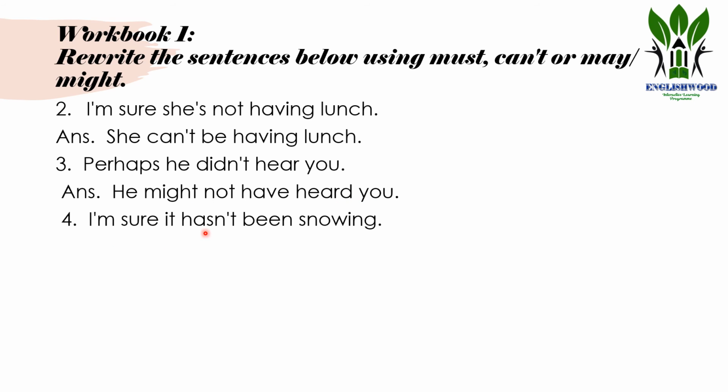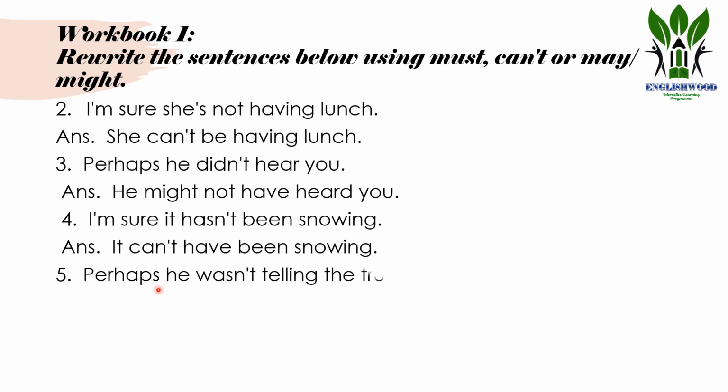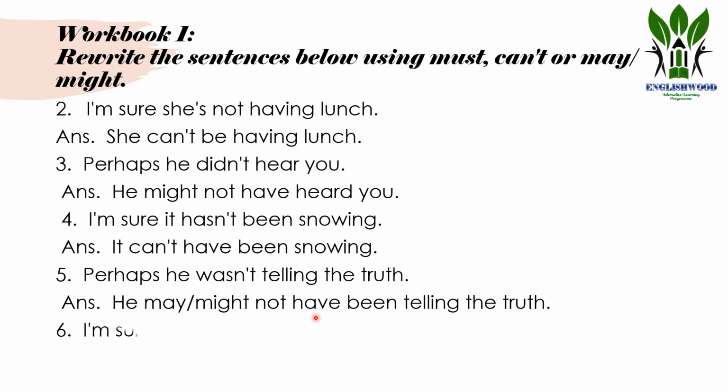I'm sure it hasn't been snowing. So I'm sure means must, hasn't means can't. Okay, hasn't been means have been. So it can't have been snowing. Perhaps he was telling the truth. Perhaps means maybe. All right. Wasn't telling means may not be. Okay. Wasn't means have been. So he may not have been telling the truth.